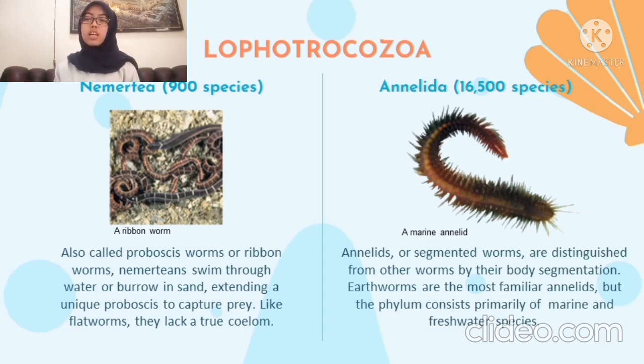Annelida includes 16,500 species. As you can see in the picture on the right, that's a marine annelid. Annelids, or segmented worms, are distinguished from other worms by their body segmentation. Earthworms are the most familiar annelids, but the phylum consists primarily of marine and freshwater species.